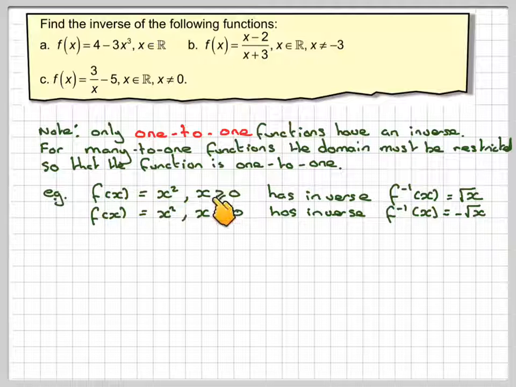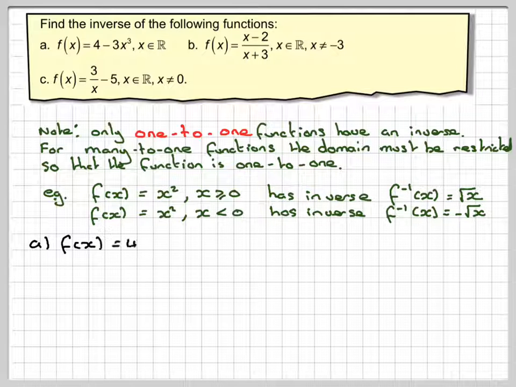If we don't put this condition, i.e. restricting the domain, then we're going to have f to the minus 1 of x is equal to plus or minus root x, which would make it a one-to-many function, a relationship, which is not a function.